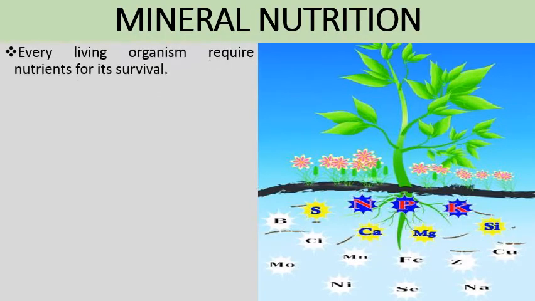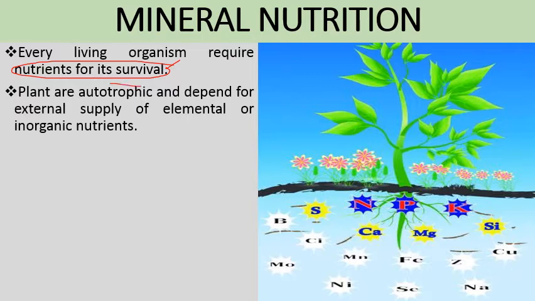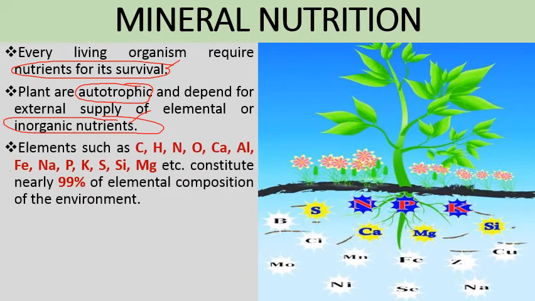As we know, every living organism requires nutrients for its survival because they have multiple functions in the body, so they are required by every living organism. As we know, plants are autotrophic, it means they can synthesize their own food and depend on an external supply of elemental or inorganic nutrients for their proper growth and functioning. We have elements such as carbon, hydrogen, nitrogen, oxygen, calcium, aluminium, iron, sodium, phosphorus, potassium, sulfur, silicon, magnesium, etc., which constitute nearly 99% of the elemental composition of the environment.